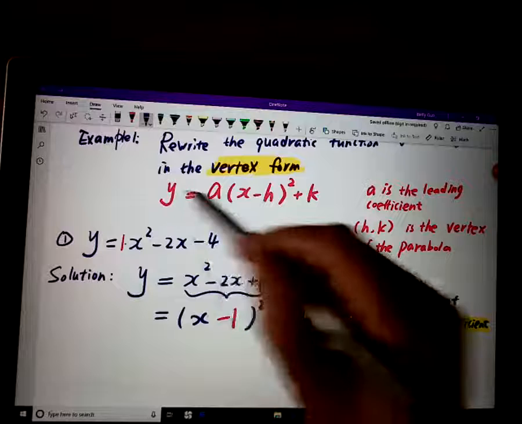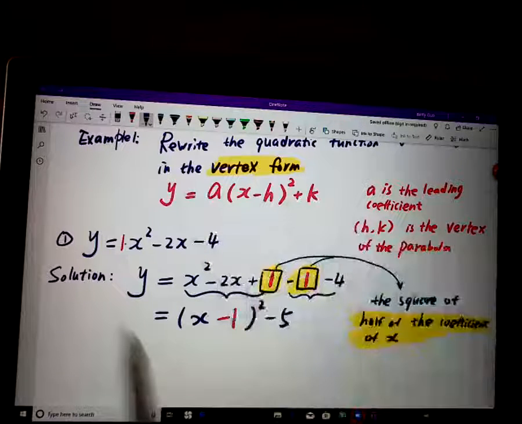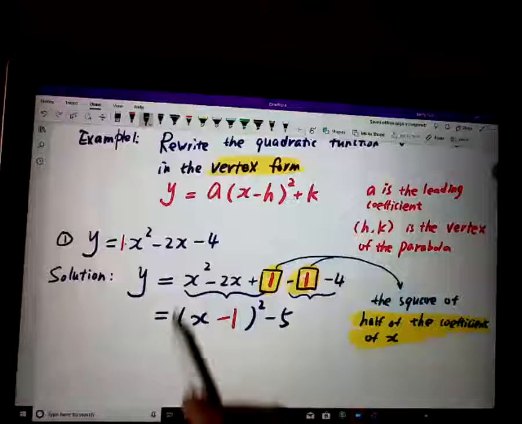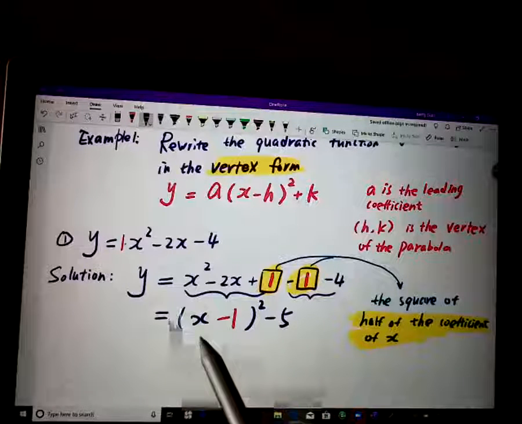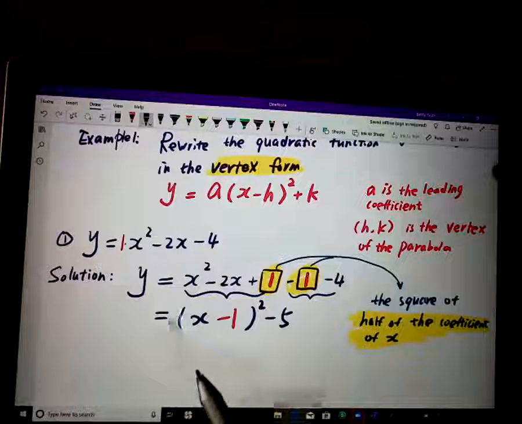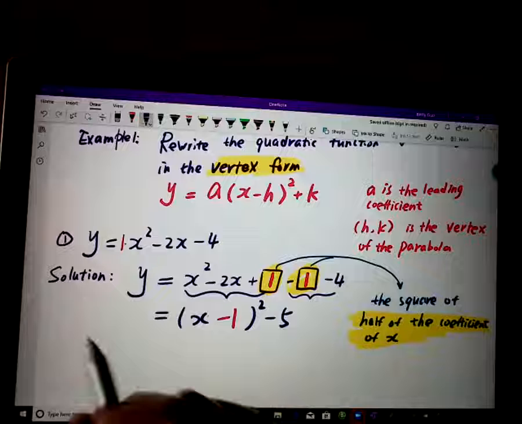You can compare. This is the formula. This is the vertex form we got for the given function. Question: what is a? What's the leading coefficient? What's the coefficient of the perfect square? It is 1, right? Yeah, the leading coefficient is 1. It is positive, so the parabola opens upward, opens up. And what is h comma k?